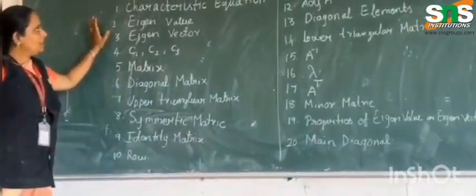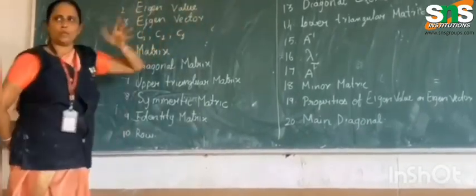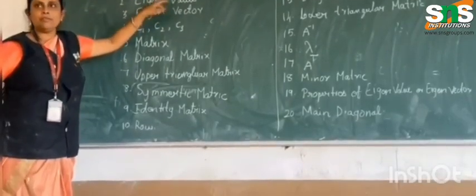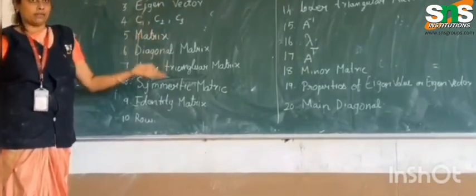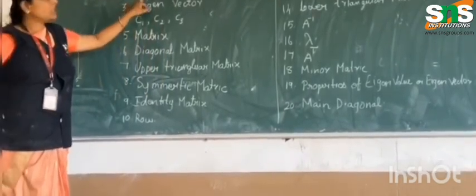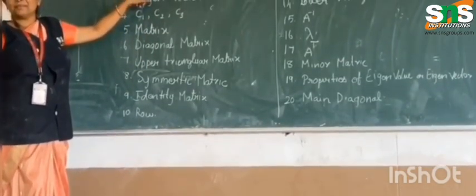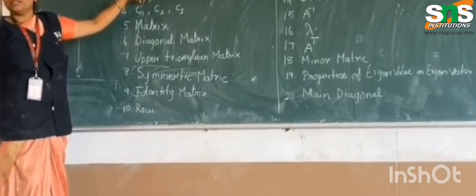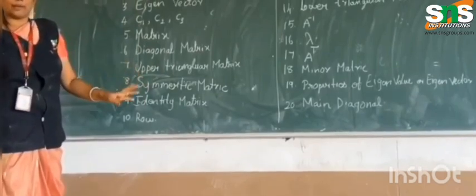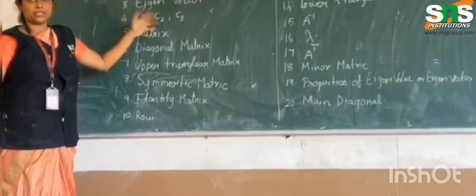So first one, explain what is the characteristic equation. Anyone explain what is eigenvalue. Eigenvalue is denoted by the symbol lambda. Similarly, you explain eigenvector, C1, C2, C3.